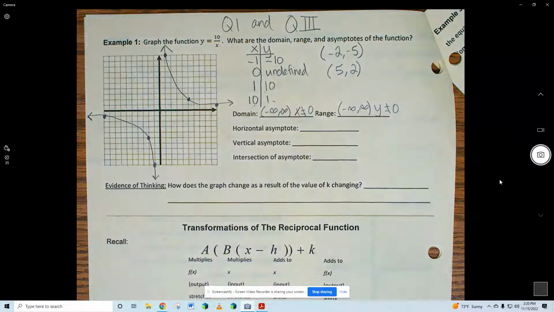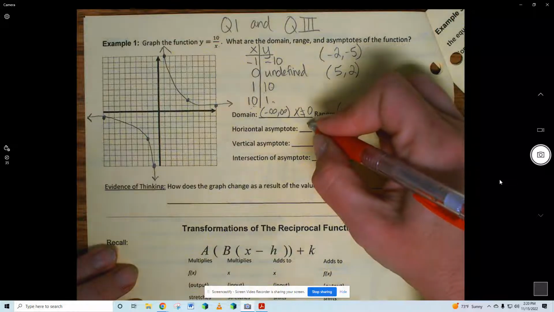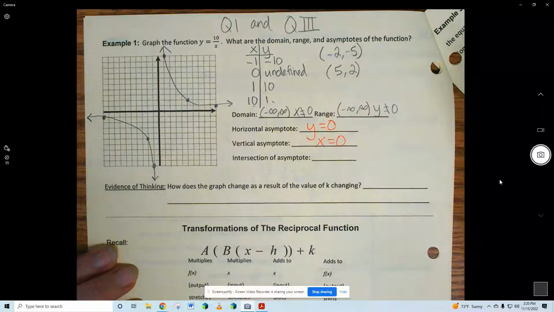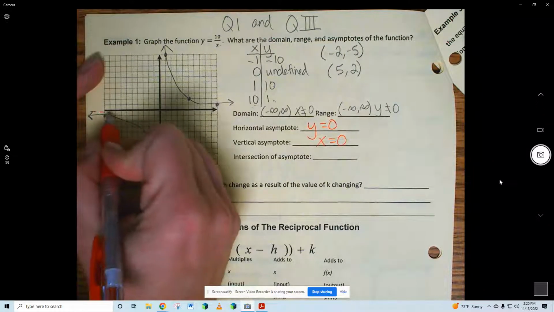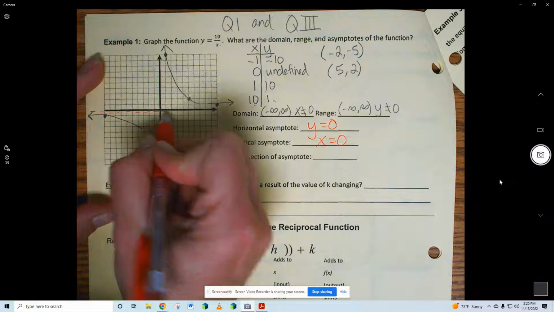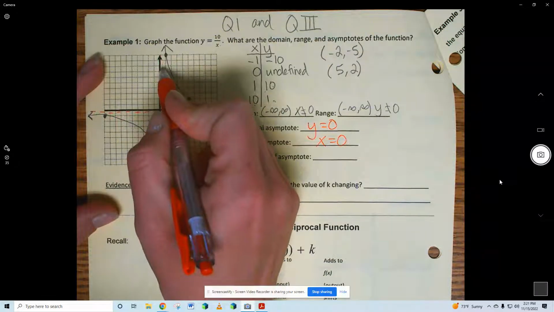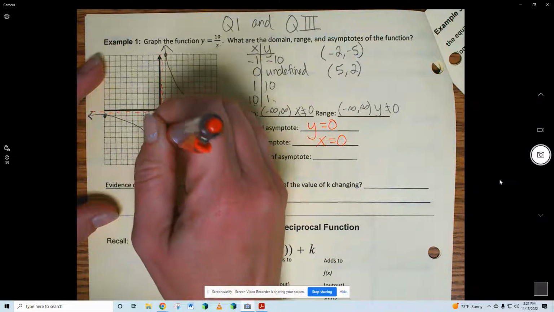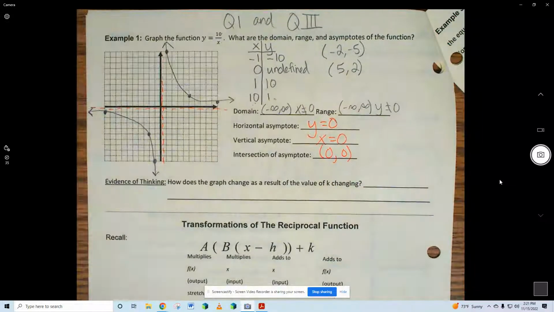I did not make any shifts up or down, so my horizontal and vertical asymptotes are going to be horizontal, y equals 0, vertical, x equals 0. I'm going to draw it a little bit below, because obviously a red pen can never compete with a black pen. The intersection of my asymptotes is at the origin, 0, 0.